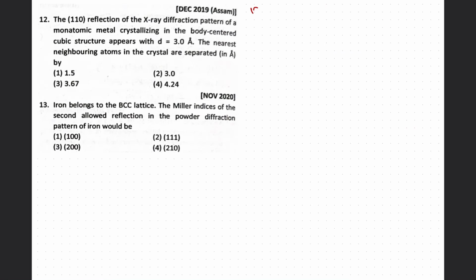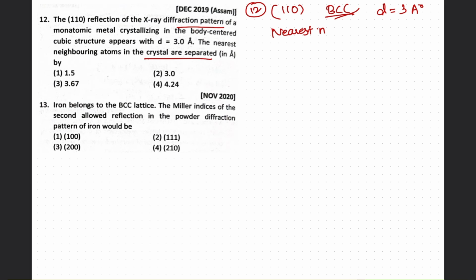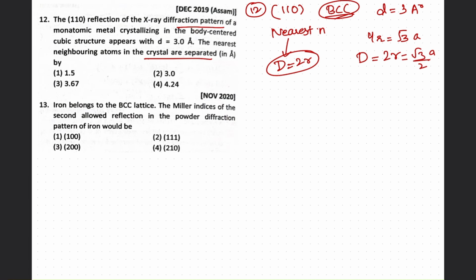Now question number 12. The 110 reflection of X-ray diffraction pattern of a monatomic metal crystallized in the BCC structure. Distance is 3 Armstrong. The nearest neighbor distance in the crystal, they are asking. Okay, in BCC we know that 4r is equal to under root 3 a, and nearest neighbor, let's say it is d, it is always 2r in BCC. So nearest neighbor, that is 2r, will be under root 3 by 2 a.